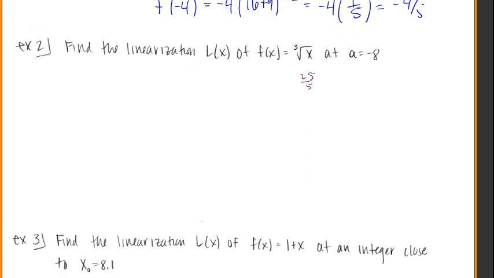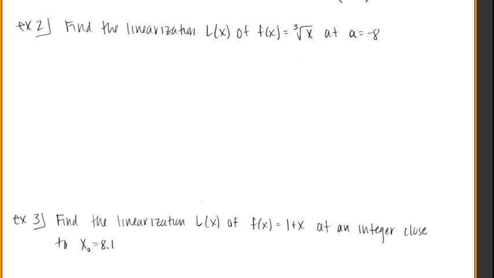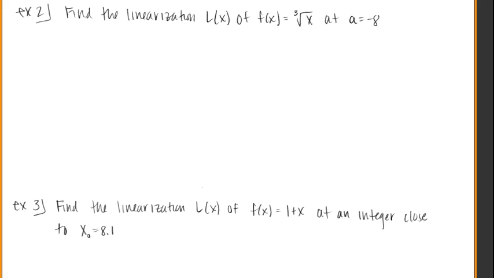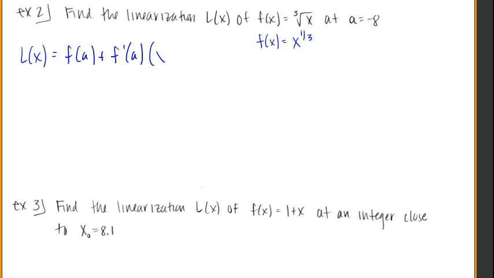Alright, let's go down and look at example 2. Let's do this process again: the linearization of this new function at x equals negative 8. First I think of it as really x to the 1/3 power. The linearization L of x is f of a plus f prime of a times x minus a. First, let's find f of a. f of negative 8 equals negative 8 to the 1/3 power, or the cube root of negative 8, which is negative 2.